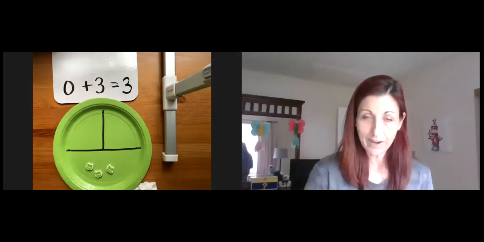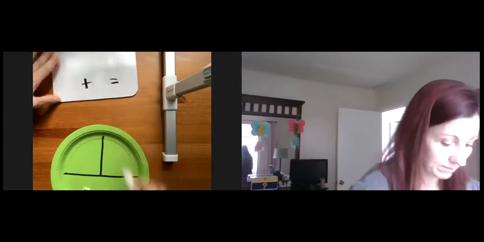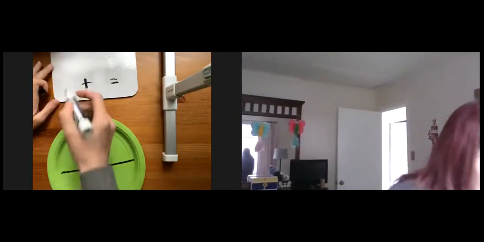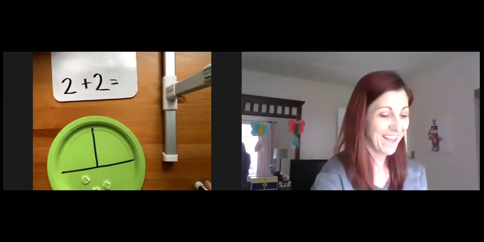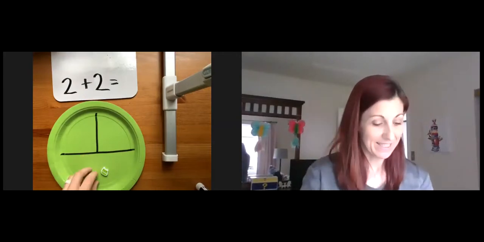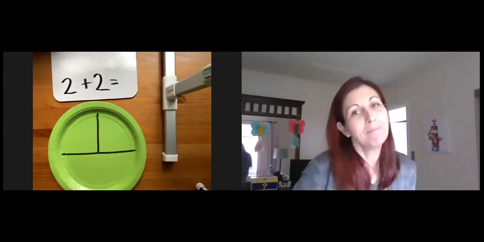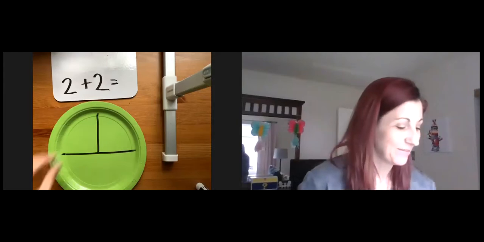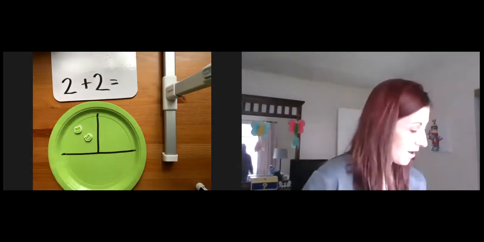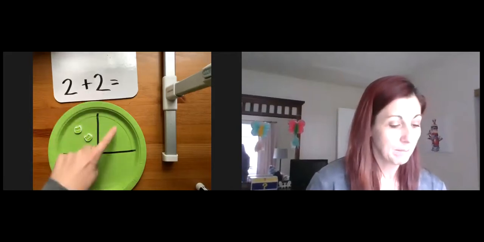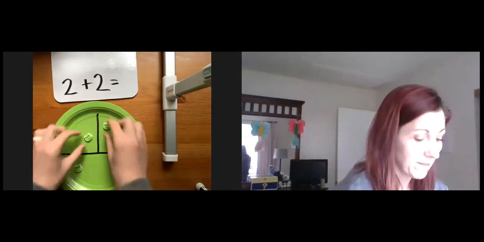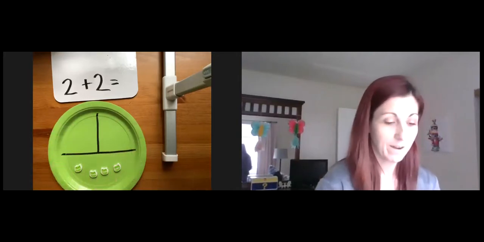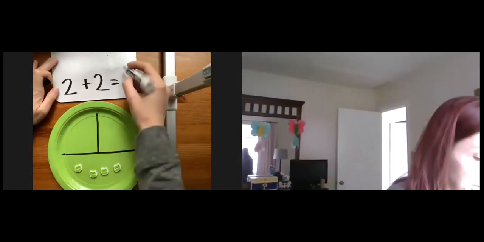All right, let's do one more. We're going to do a doubles. 2 plus 2 equals blank. I think most of you know how to do that in a snap without even using manipulatives, but let's practice it just in case. My first part is 2 frogs, and my second part is 2 more frogs. And if I put them all together, 1, 2, 3, 4, they equal 4.